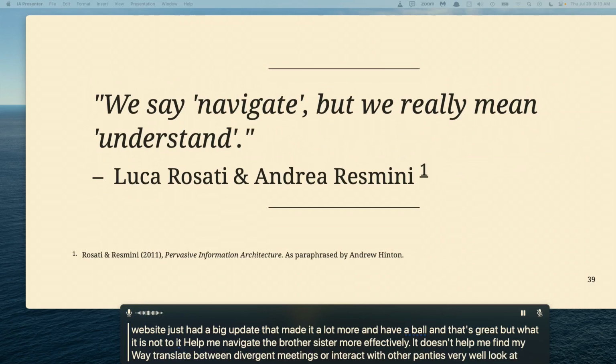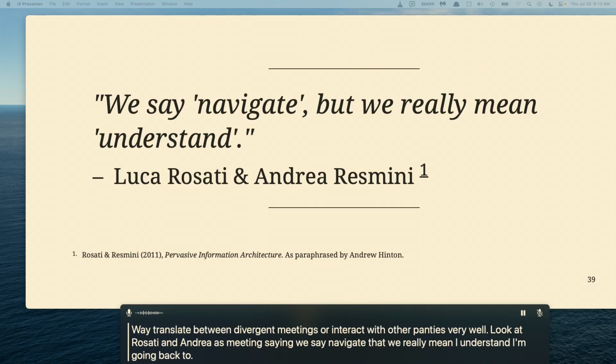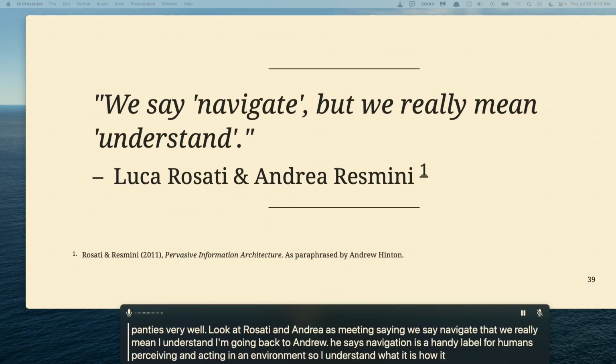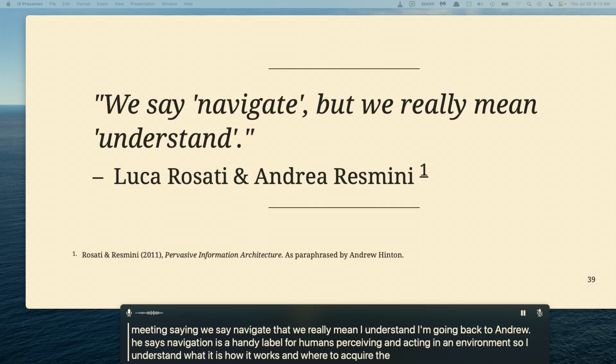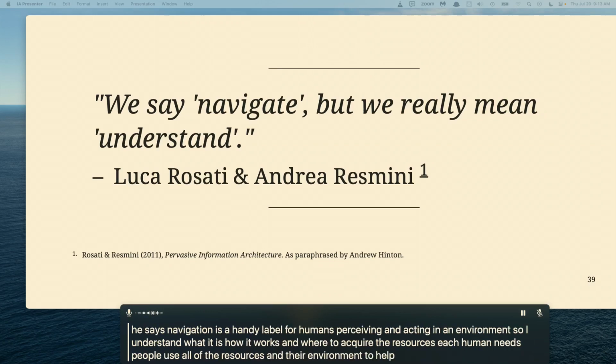Luca Rosati and Andrea Resmini say, we say navigate, but we really mean understand. And going back to Andrew, he says, navigation is a handy label for humans perceiving and acting in an environment so as to understand what it is, how it works, and where to acquire the resources each human needs. People use all of the resources in their environment to help them understand.